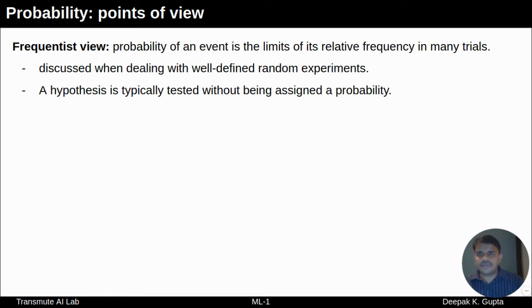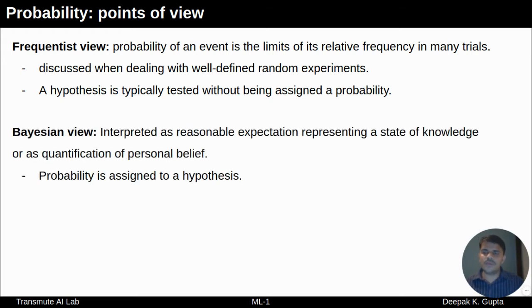Now, as I said, when we are dealing with probability in the context of the frequentist view, we look at well-defined random experiments and we look at their results from multiple trials. A hypothesis is typically tested without being assigned a probability. If a frequentist is given an experiment, and she has to define the probability of occurrence of a certain result in that experiment, they will first wait to look at the observations from multiple trials, and only then will they assign the probability. Before testing the hypothesis, they're not going to assign any probability. That's the way of looking at it from a frequentist point of view.